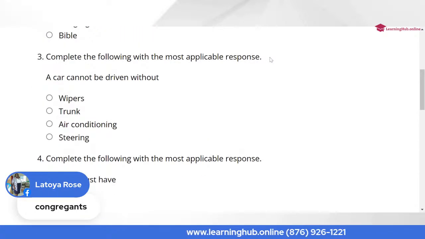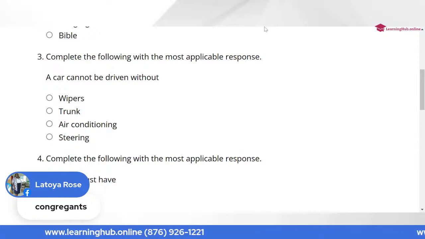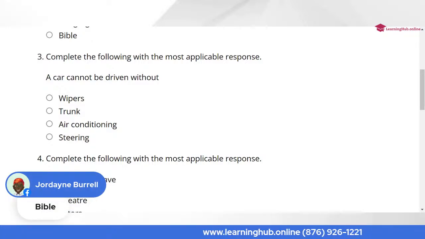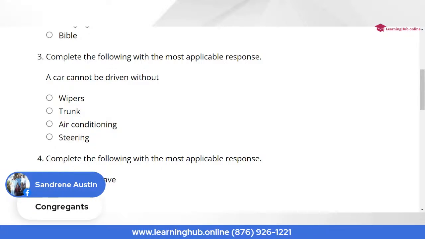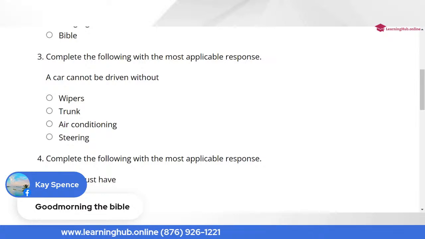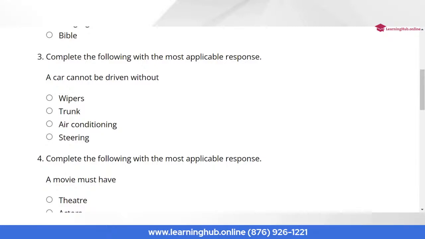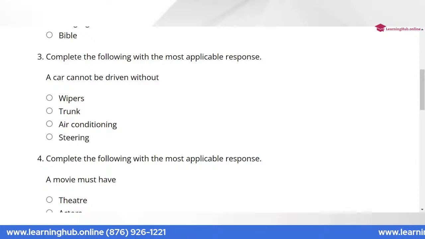A car cannot be driven without wipers, trunk, air conditioning, steering. Now let's look at this, guys. What is it that we need in order to drive our car? A car cannot be driven without wipers, trunk, air conditioning, steering.